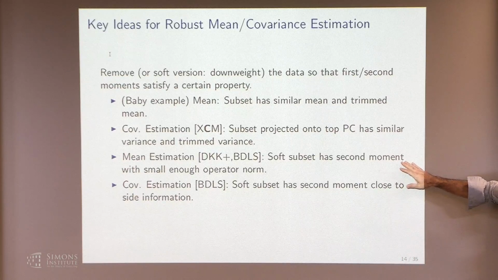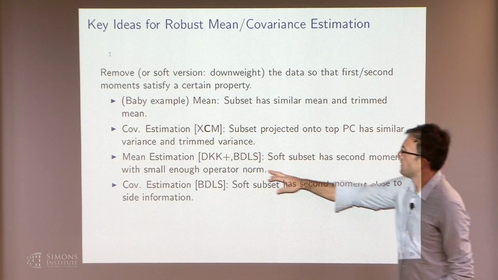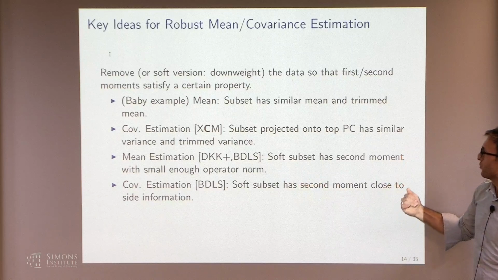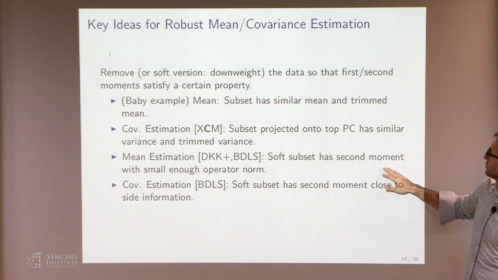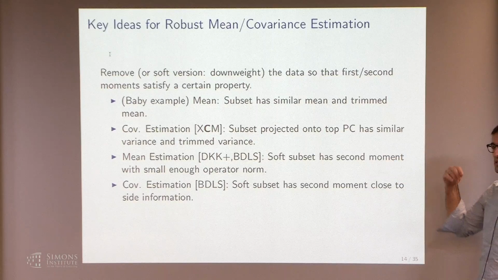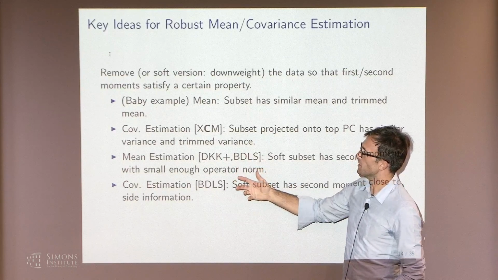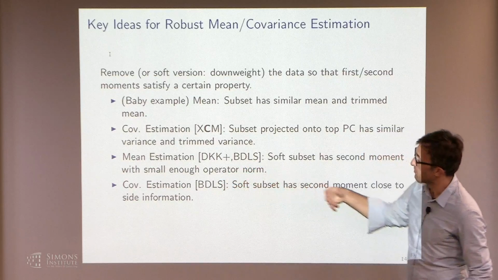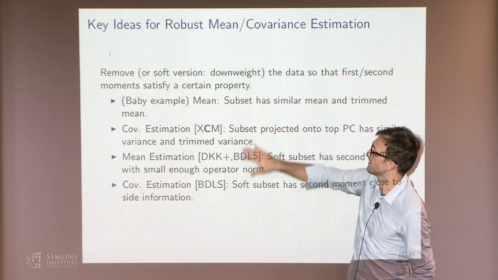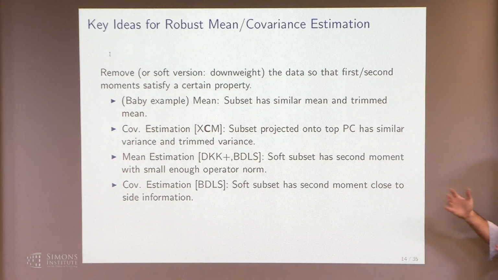Other work uses a similar concept. In these two works, they don't throw away points, they use a soft version, so they downweight points. The property they have is that a particular second moment has small enough operator norm, and you know that it has to have small operator norm because of some assumptions of the problem. These require side information. So the deviation of the second moment from some side information is small enough. That's a property that certifies, similarly to this property, that you've successfully downweighted or removed outliers.